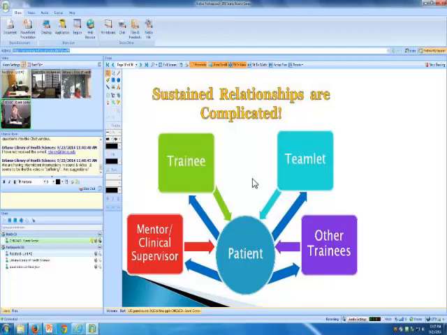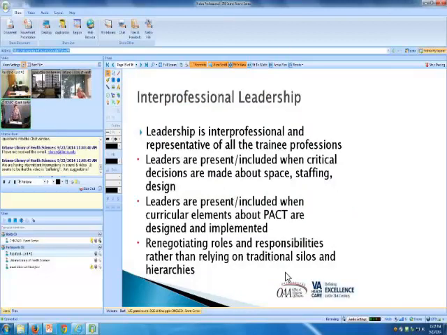And we really want to have sustained relationships, you know, the trainee with the patient, the trainee with their mentor, the patient with the mentor when the trainee's not there, the team with the RN, the LPN, the clerk, and then the other trainees. So we have to have them there on the same day, at the same time, so they can have a relationship. Very difficult to do. So interprofessional leadership has been a struggle.